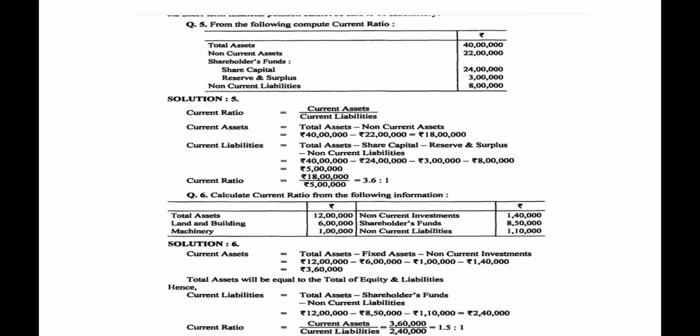Okay. The sixth question is just the same as the fifth question. So I request you to solve all the questions of D.K. Goel in a copy in your notebook, because it will be used in the practical examination.